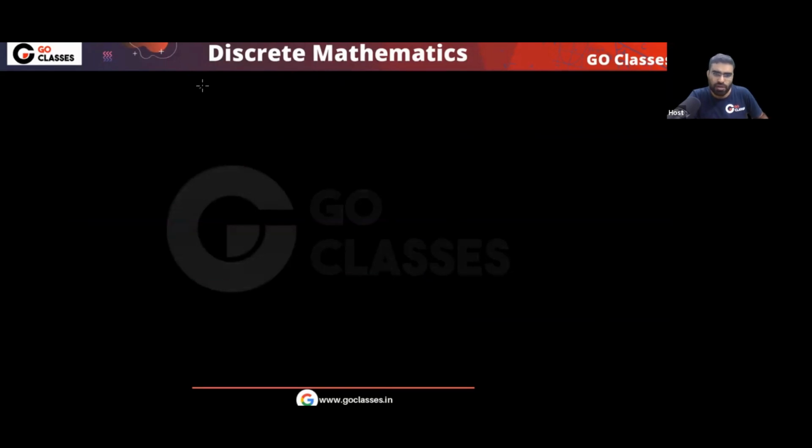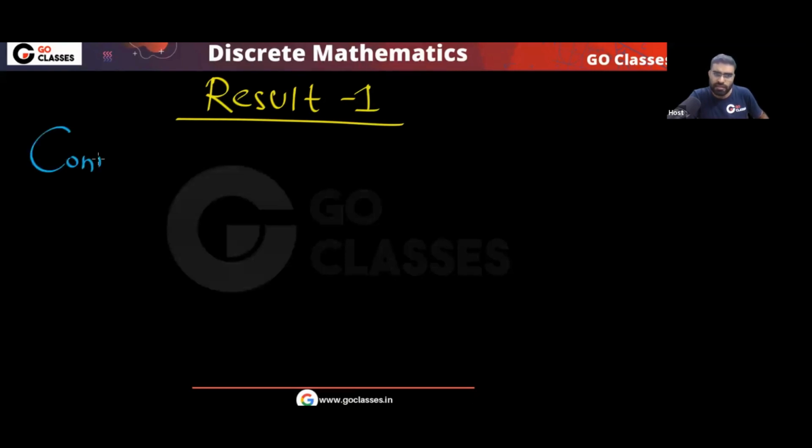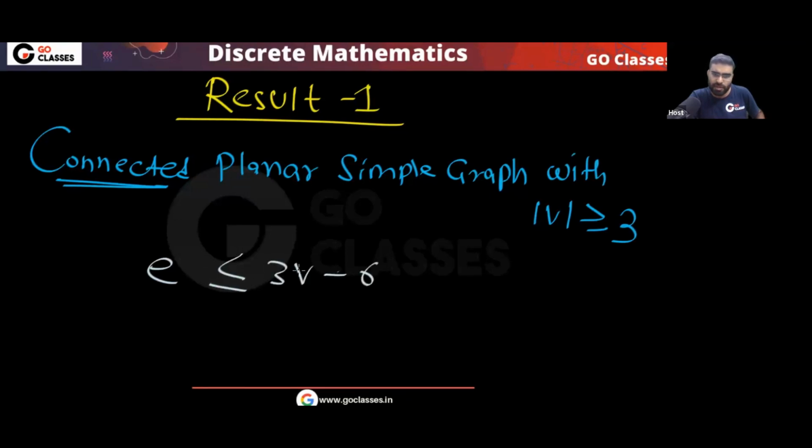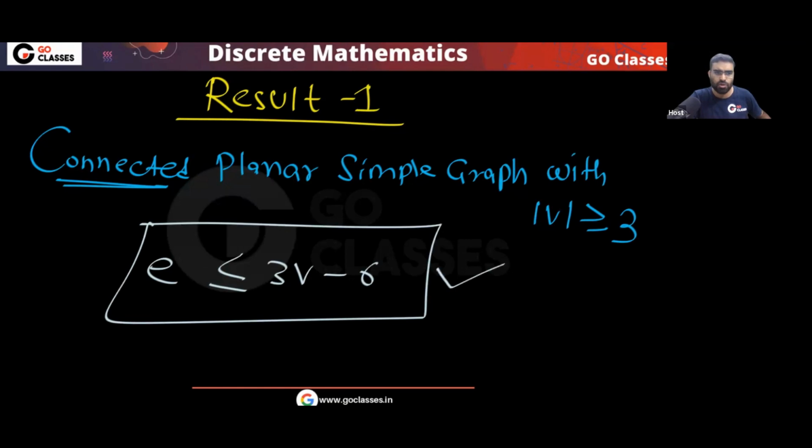So this is very important. We are going to use this result, result number 1. We have already proved it, and we have seen the proof. This result simply says that you must have a connected planar simple graph with at least 3 vertices. Then I can say the number of edges will be less than or equal to 3 times the number of vertices minus 6. This is your result number 1.